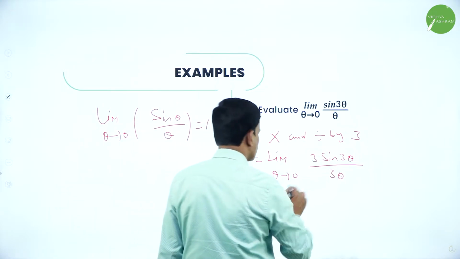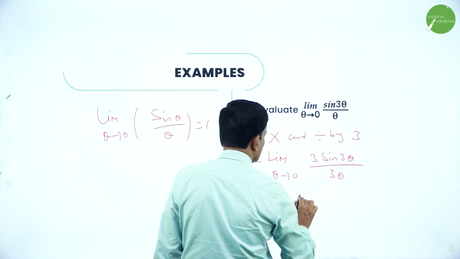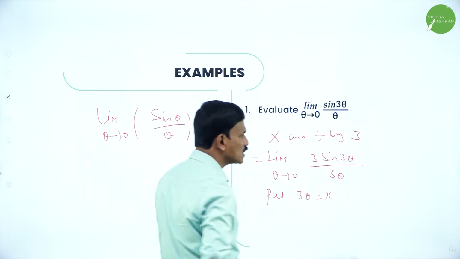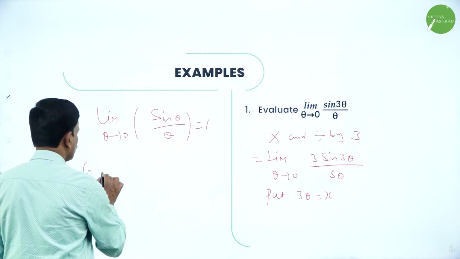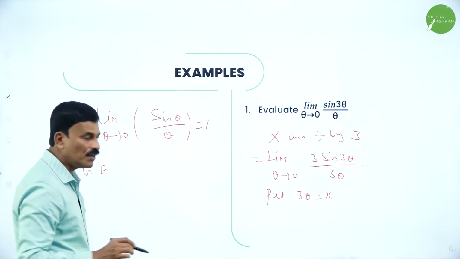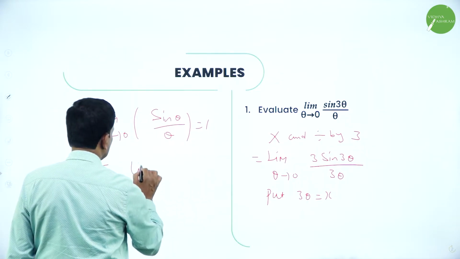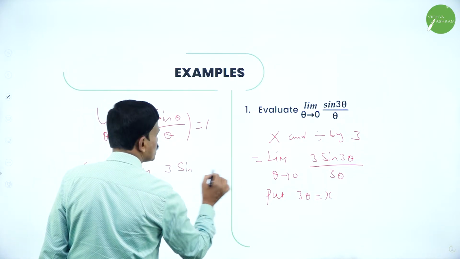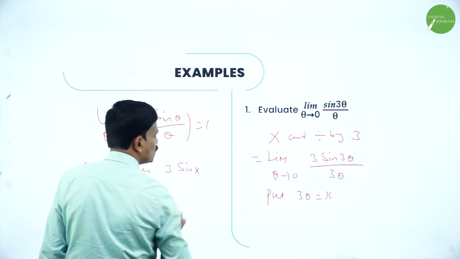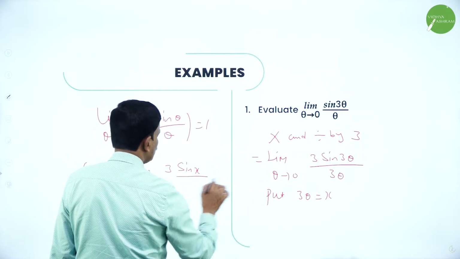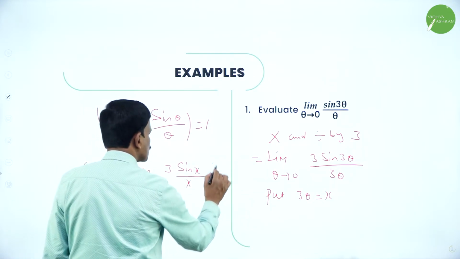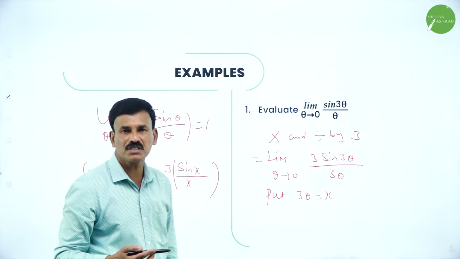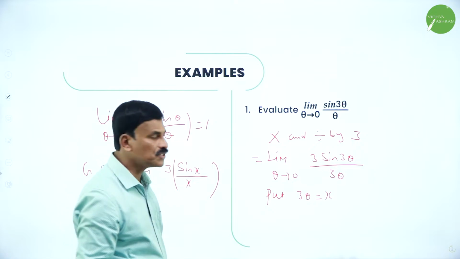Now let us take the substitution. Put 3 theta is equal to x. Then this given expression reduces to limit 3, as it is, sine of what is the substitution we have taken, 3 theta is equal to x, divided by 3 theta is equal to x. Now what happens to this theta? Whenever substitutions are taken, the value of the limit also changes.